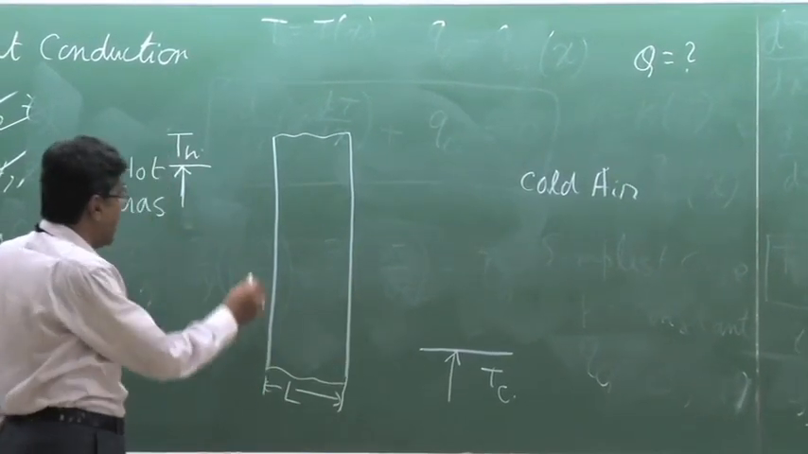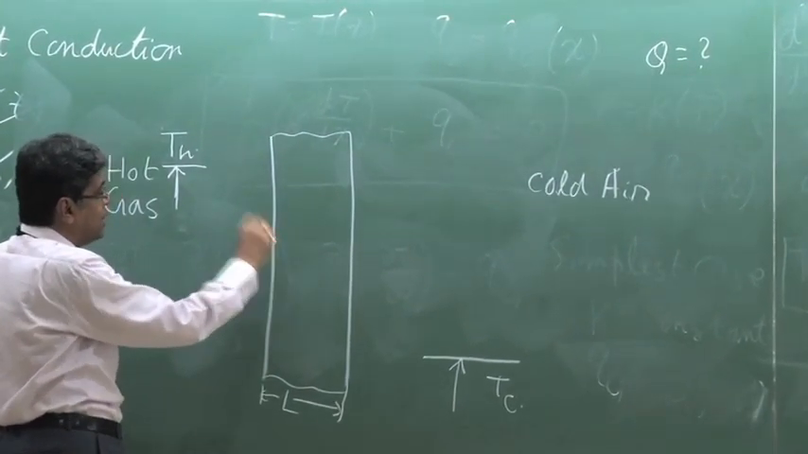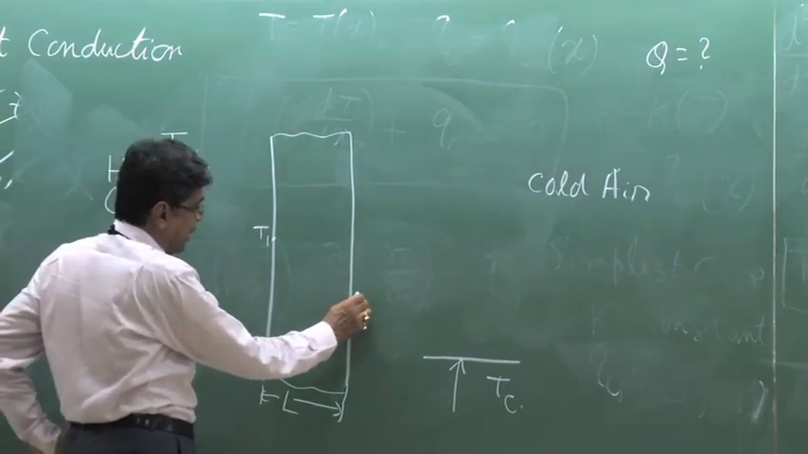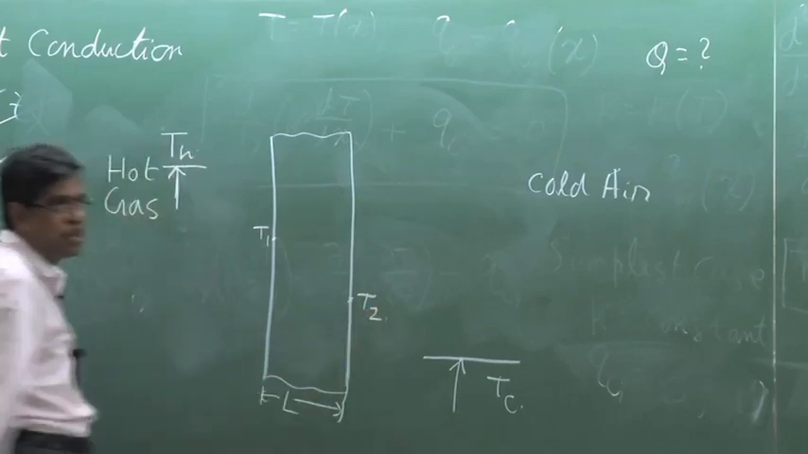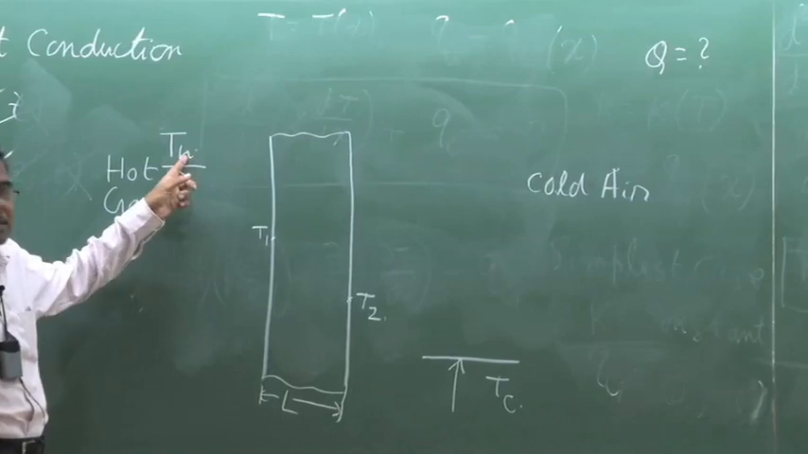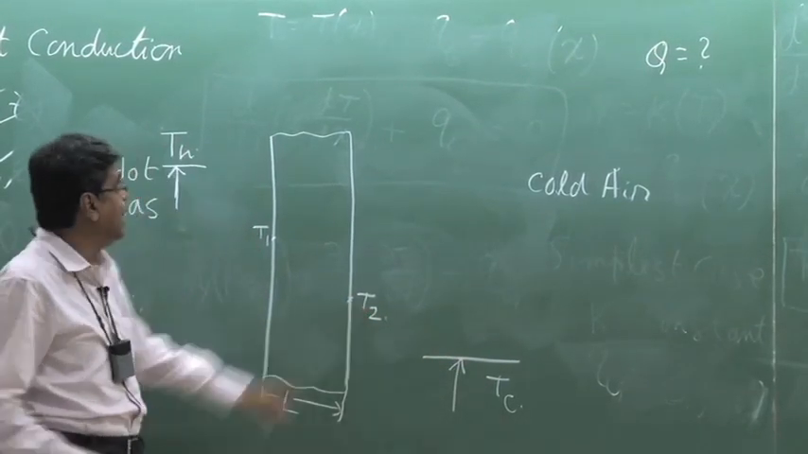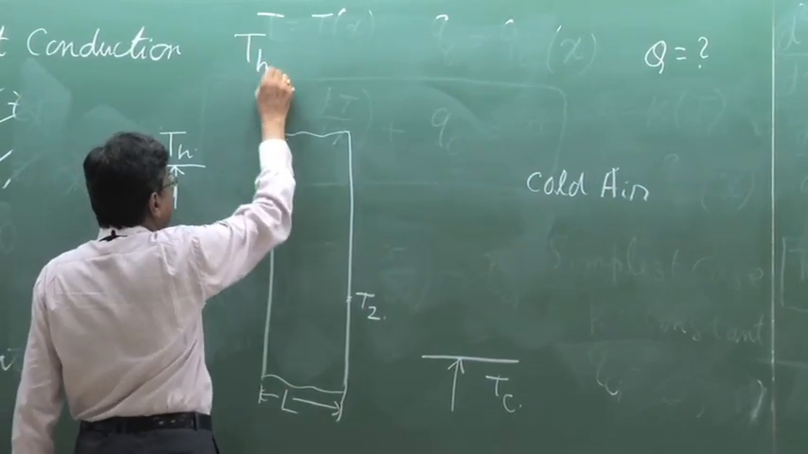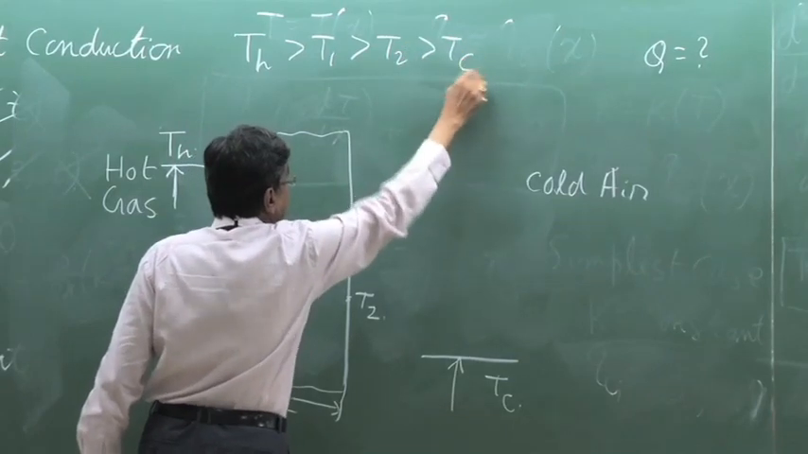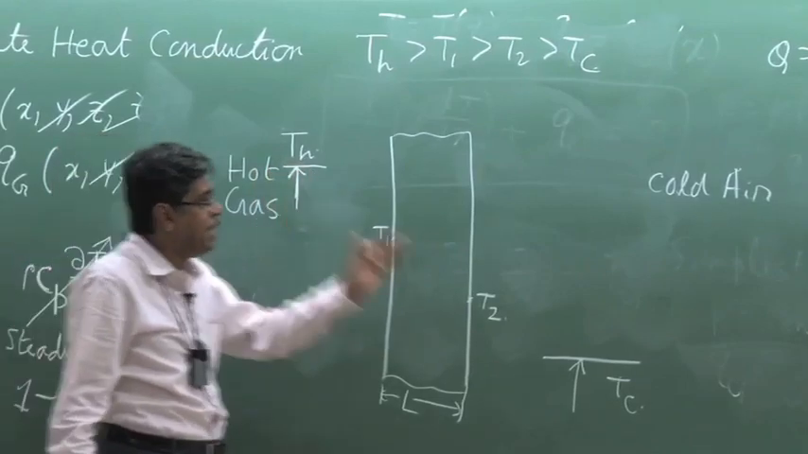And in this case we assume that T1, which is not known, is the temperature at this surface and T2 is the temperature at this surface. Just by common sense we understand that T1 will be lower than TH, T2 will be lower than T1, and TC will be lower than T2. That means TH is greater than T1, greater than T2, greater than TC. But in this case the problem is specified in terms of TH and TC.